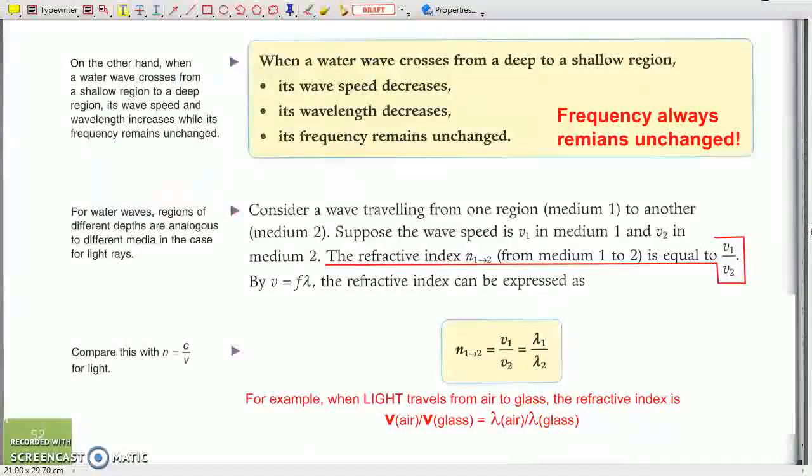For refraction of light, we call the ratio v1/v2 refractive index, in which v1 is the speed of light in vacuum or air, in which light travels from vacuum to another medium such as glass.